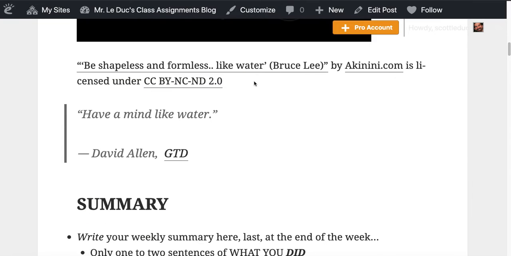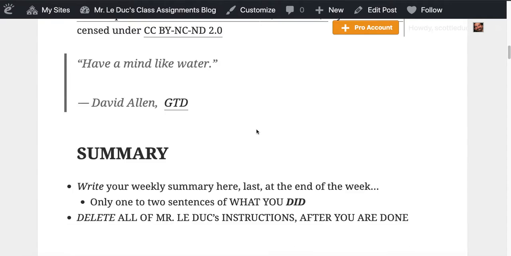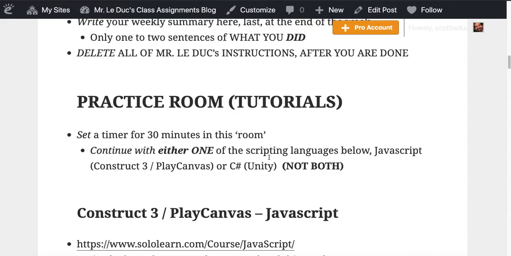All right. Mind like water. The theme this week is getting stuff out of your head, being present in the moment. David Allen calls it this. Bruce Lee said, be like water. And the idea is being flexible in the moment. And we can only do that if we can get stuff out of our head into a trusted system like GTD. Write your summary last.